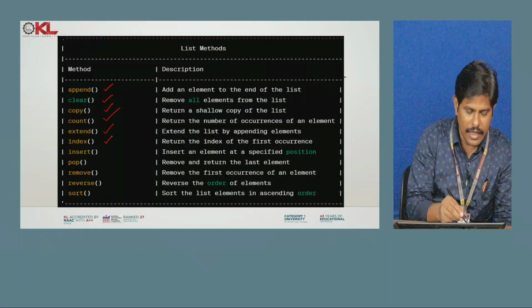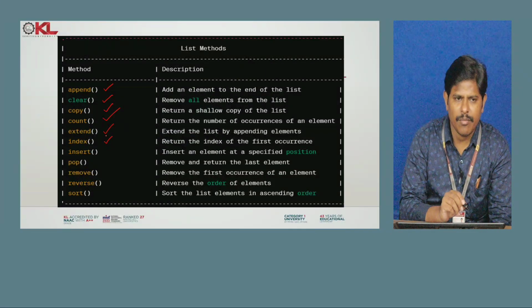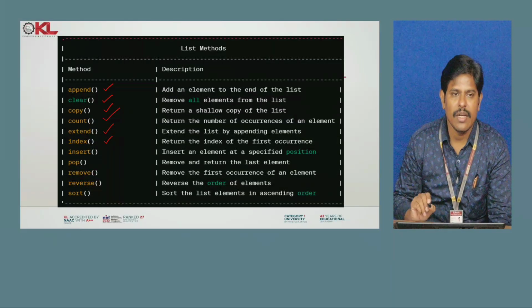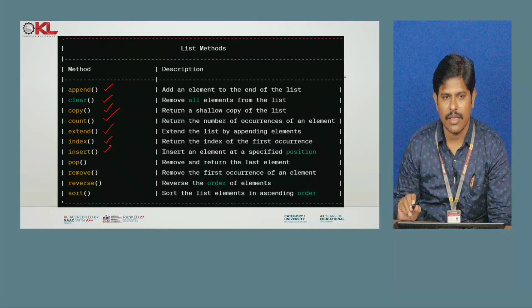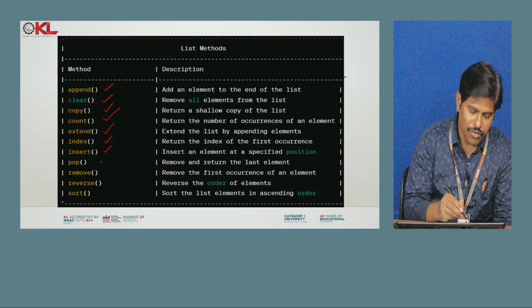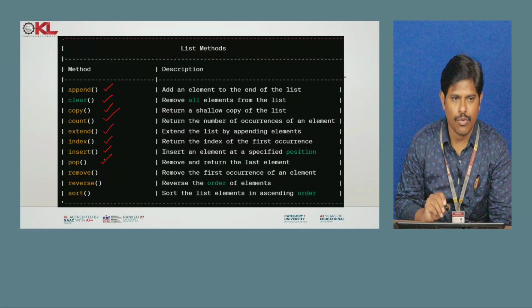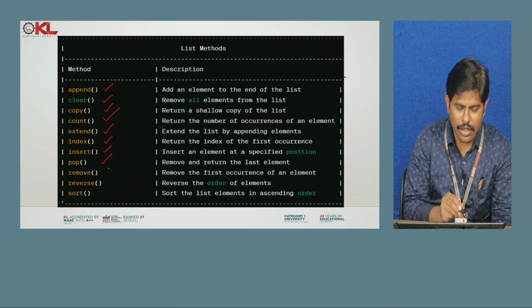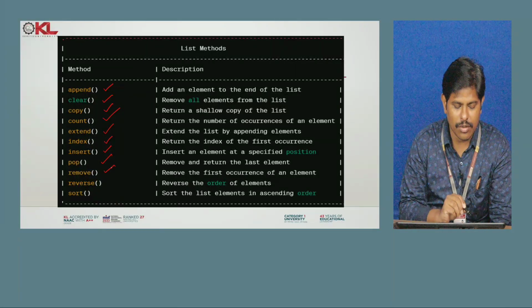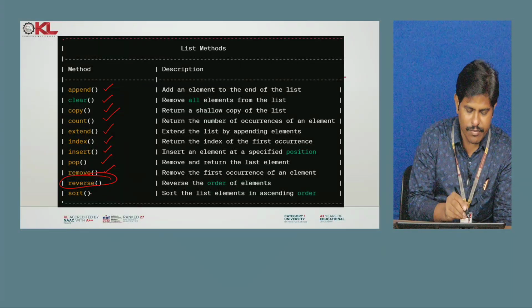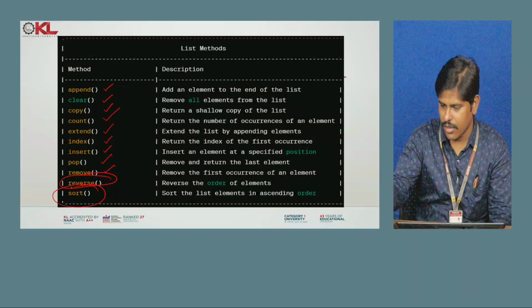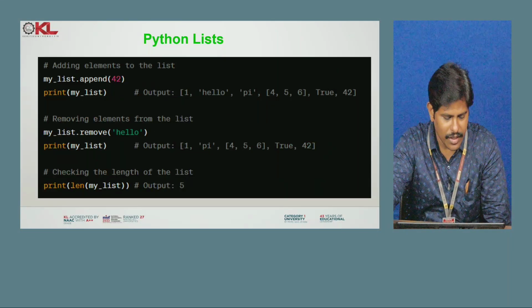And index: the position of a given element of a list can be identified using the index method. You can insert a new element in the list. You can remove the last element using the pop method, and you can remove a single element using the remove method. You can reverse the order of your sequence using the reverse method and the sort method. So we'll see some example programs here.